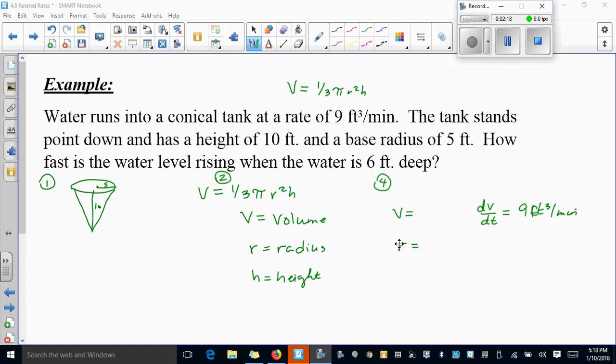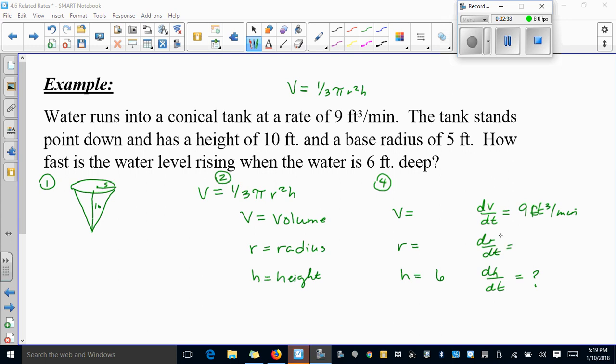If they give you nothing here and it's not a constant value, you have to approach this a little bit differently. Now, for those of you going, but what about V? We don't have the volume. As soon as we take the derivative, it's just going to be dV dt. So we don't need the volume. But we do need the radius. That's part of the function.